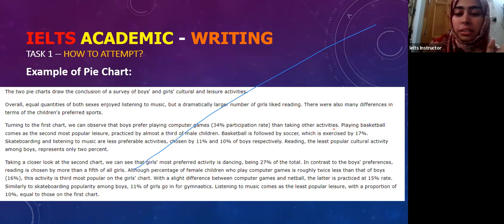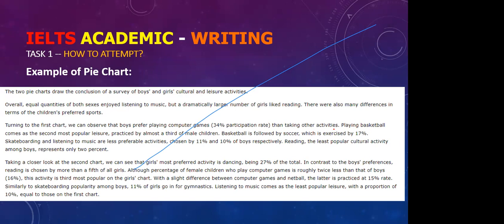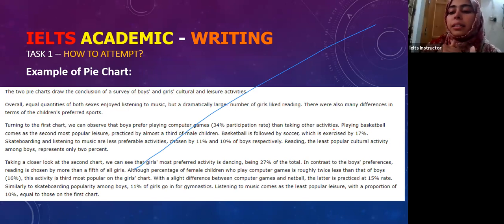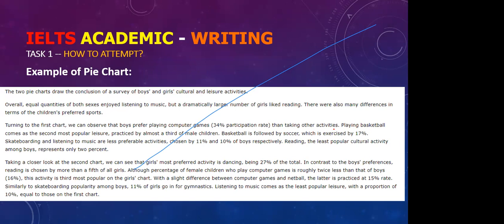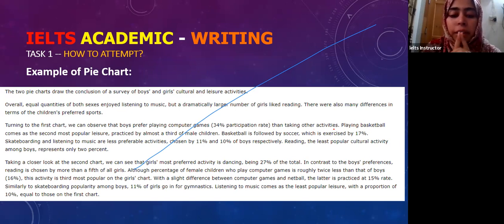ठीक है अब सबकी उन्होंने परसेंटेजेस नहीं दी, बस उन्होंने एक सीक्वेंस बता दिया कि सबसे ज्यादा कंप्यूटर गेम्स थी, देन बास्केटबॉल थी which was followed by soccer and skateboarding and listening to music. Okay, chosen by 11% and 10% of boys respectively. Reading, the least popular cultural activity among boys, represents only 2%. Okay. तो यहाँ पे उन्होंने ज्यादातर की परसेंटेज दी हुई है बट इट्स नॉट इम्पोर्टेंट. आपका जो मकसद है वो ये बताना है कि बेसिक जो डिफरेंसेस हैं दोनों बॉयज एंड गर्ल्स के एक्टिविटीज के, वो क्या हैं. तो उसमें आप सिर्फ प्रोमिनेंट जो फर्स्ट 2 या 3 हैं और जो सबसे लीस्ट हैं वो भी मेंशन करो.